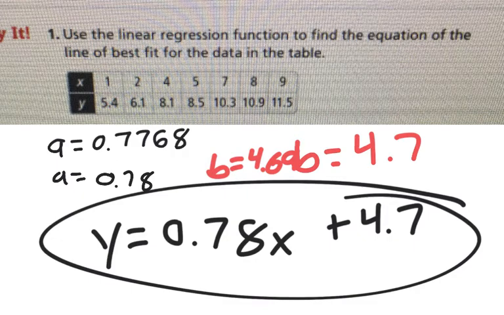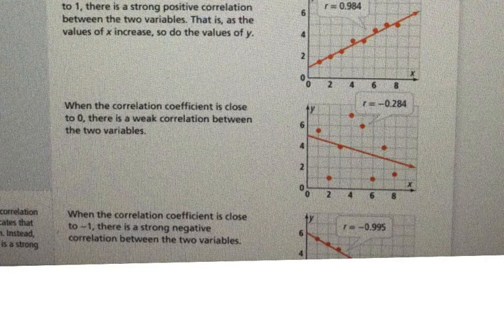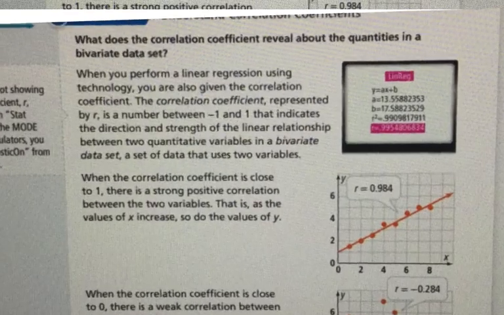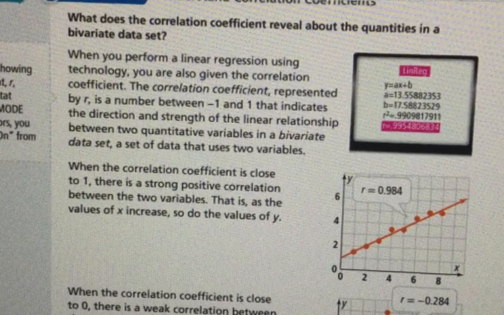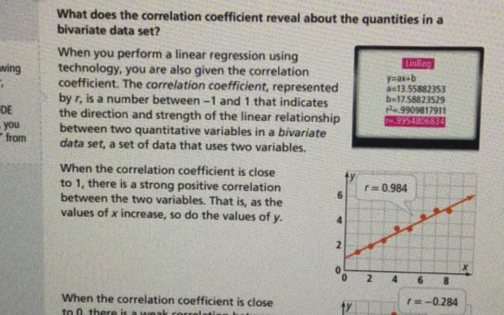Let's go to the next example. So right here is our example 2. It says, what does the correlation coefficient reveal about the quantities in a bivariate data set? All bivariate means is we have two variables. So we have an x and a y.